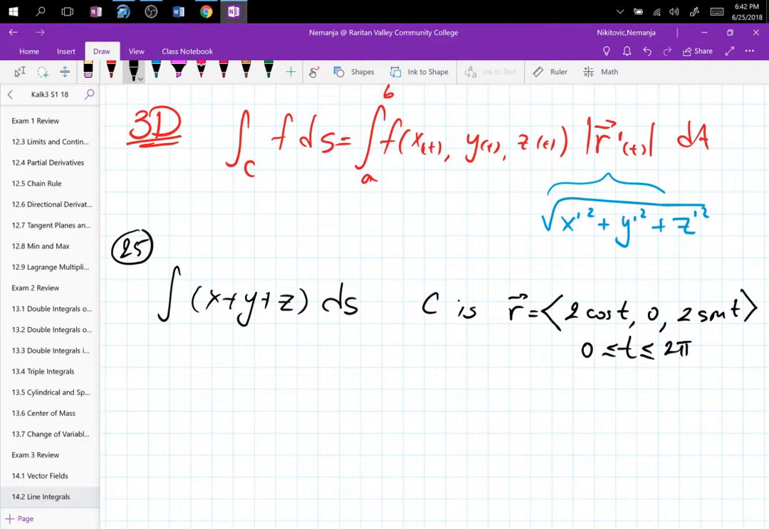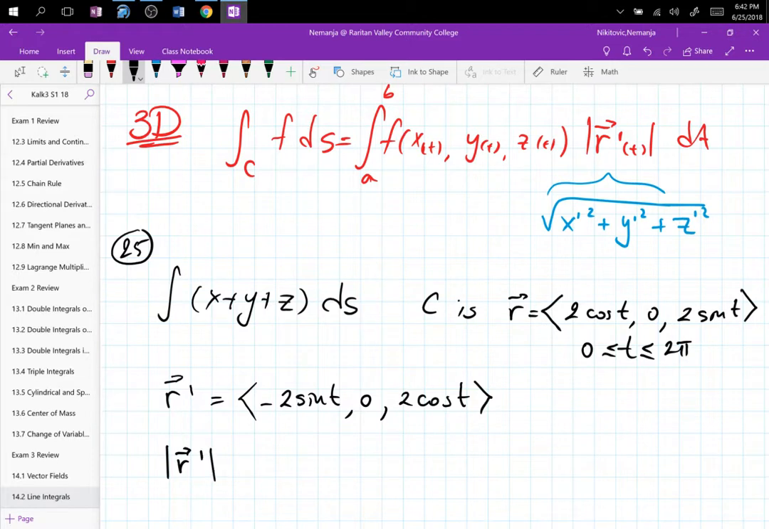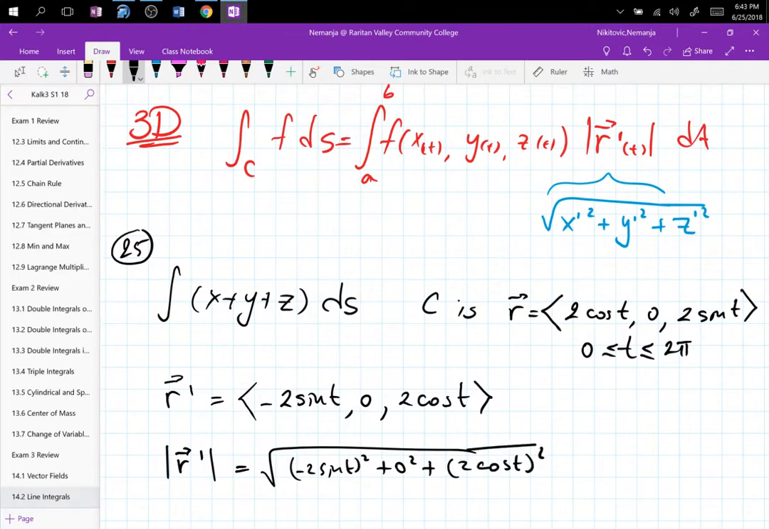So that makes this problem easier because you don't have to worry about anything. Now, when you have a parameterization given, you just plow through calculations. So we can immediately find r prime, and in this case, r prime is going to be negative 2 sine t, 0, 2 cosine t, and then find the magnitude as the square root of negative 2 sine t squared plus 0 squared plus 2 cosine t squared.